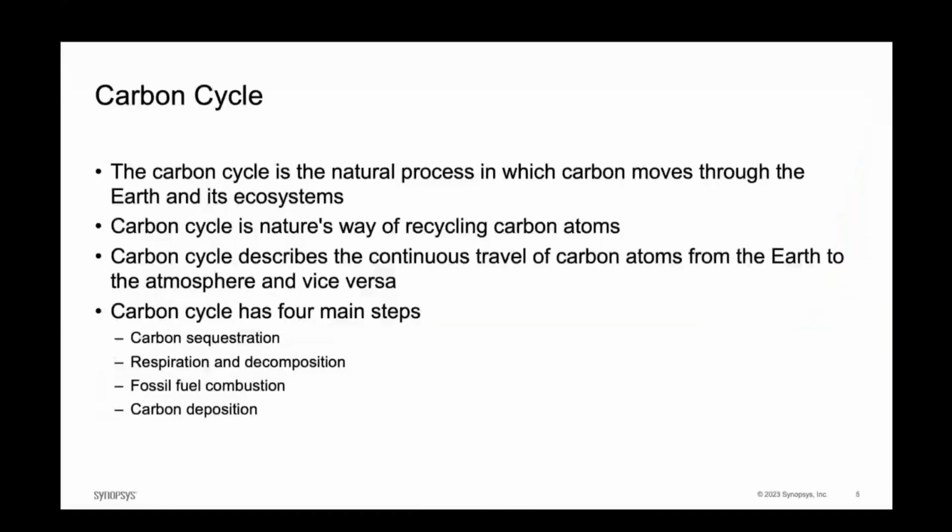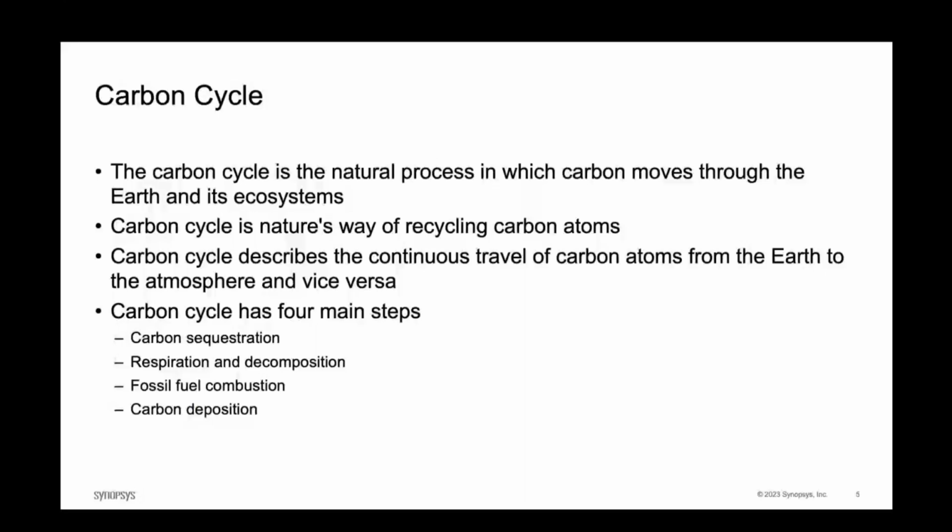Okay, so just to remember, the carbon cycle is a natural process in which carbon moves through the Earth and its ecosystem. It's a natural way of recycling carbon atoms, and the carbon cycle describes the continuous travel of carbon atoms from the Earth to the atmosphere. And there are four main steps.